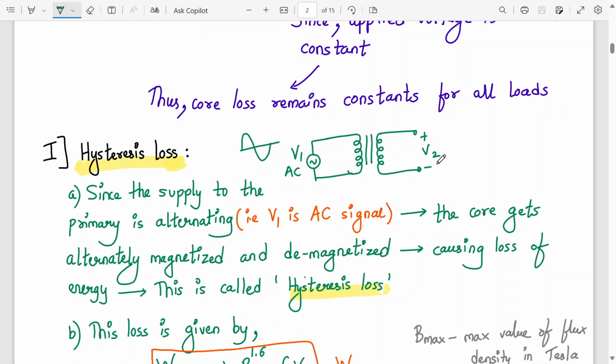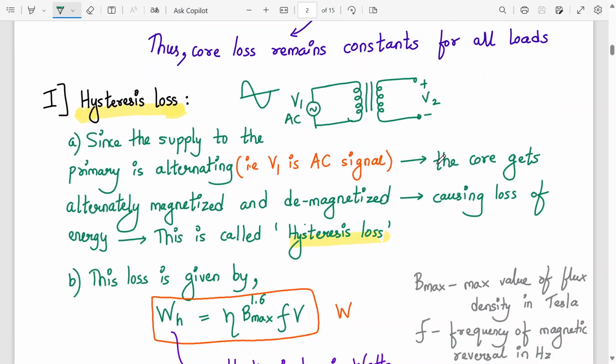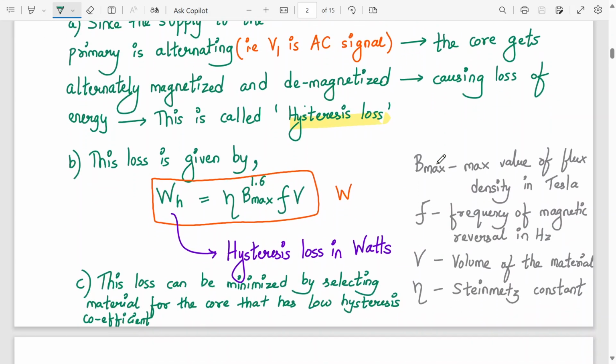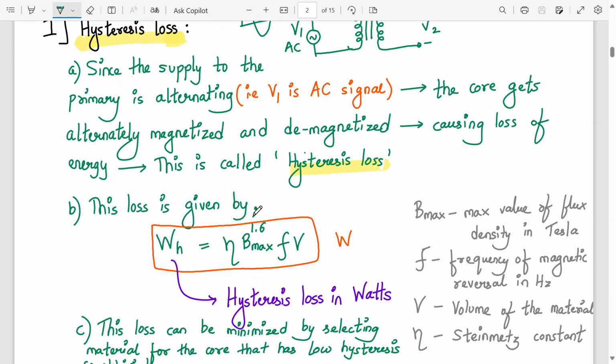So the sinusoidal supply voltage applied to the primary is alternating, and due to that the core gets magnetized and demagnetized, resulting in loss of energy. This is called hysteresis loss. Okay. Now maybe you can write this formula. This loss is given by, you don't have the derivation for this, eta B max raised to 1.6 into F into V.